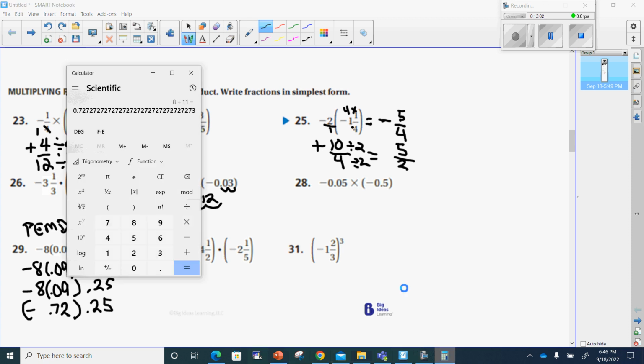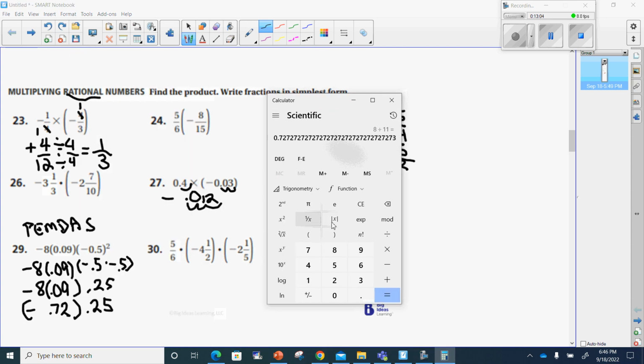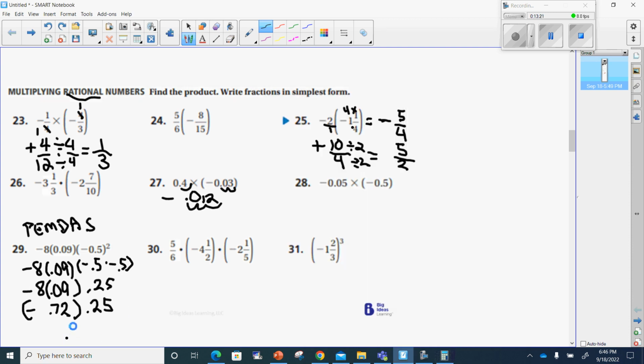I'm going to use my calculator for this one. Getting a little bored of working these out. I've got negative 0.72 times 0.25, which gives me 0.18. So I know this is 0.18.